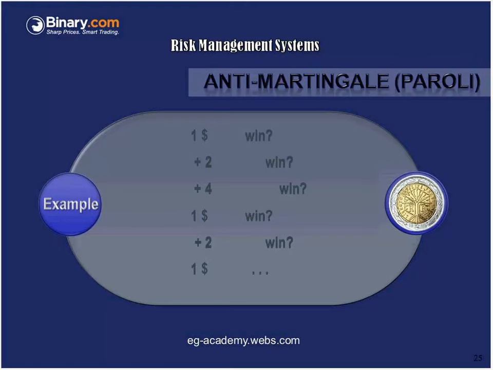In this example, the initial trade will be $1 and you win. So you trade $2 and you win. So you trade $4 and you win. But then you start again from $1 and you win, and $2 if you decide. So you can start from the beginning. And if you lose, you will also start from $1.